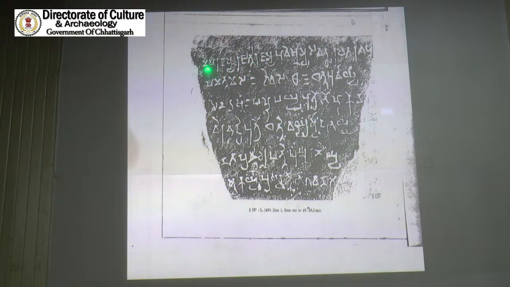Maharajati, they have made a double ta. Rajati Rajasya. Maharajati Rajasya, Huvishkasya. This is ha, they have made a stroke below, the length. Huvi, this is V sign. Huviskasya, in dental sa, see, Huviskasya, sa plus ka, and sa plus ya. See both, here a bipartite ya, here a tripartite ya. Both are used in the same inscription.